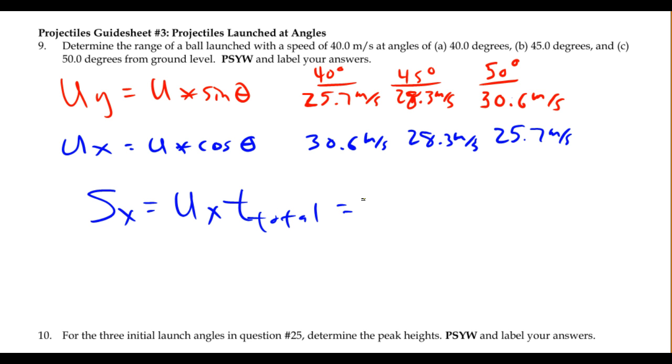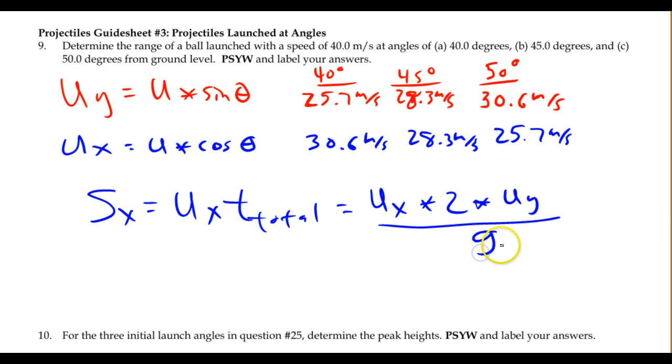Now, the time it takes to make the total flight is actually 2 times the time to the top, which is uy divided by g. So if I'm calculating the distance in the x, it's how fast I'm going in the x, multiplied by 2, multiplied by how fast I'm going in the y, and we're going to divide that whole thing by g. Again, uy over g times 2 is the time total, multiply that by ux.